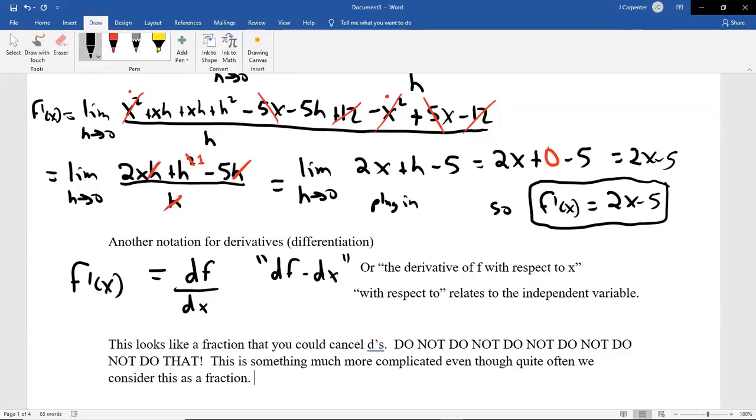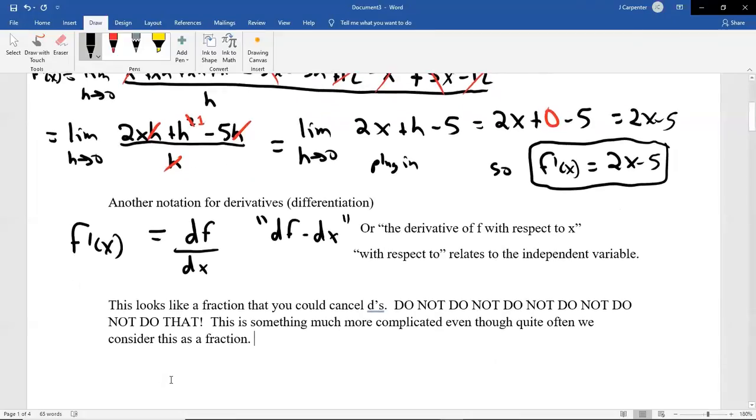Because it is a fraction in that df is a thing and dx is a thing, and we are studying the change of those. It's how the function changes with respect to how the independent variable changes. But the d's are not their own thing. The df is a thing, the dx is a thing. So how can we use this notation?